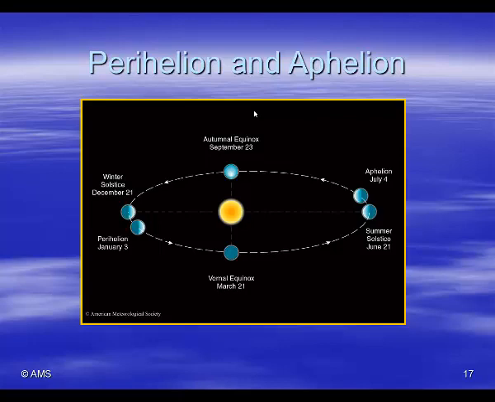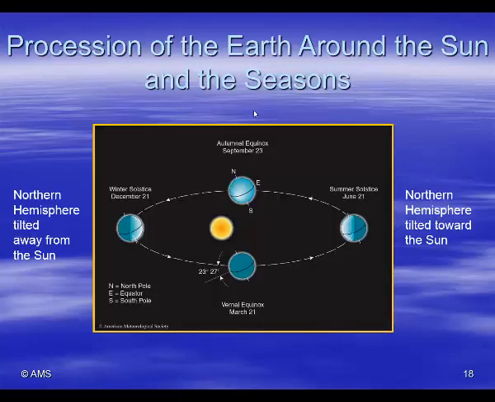So what we see is that during the northern hemisphere's winter, we're actually closer to the sun than during the summer. However, during the winter, the north pole of the Earth is tilted away from the sun, so we're getting less direct sunlight, and the southern hemisphere is getting more direct sunlight. During our summer, we're tilted towards the sun, so the northern hemisphere is getting more direct sunlight, and the southern hemisphere is tilted away from the sun. It's getting less direct sunlight.